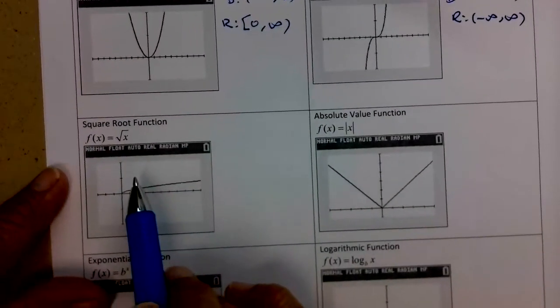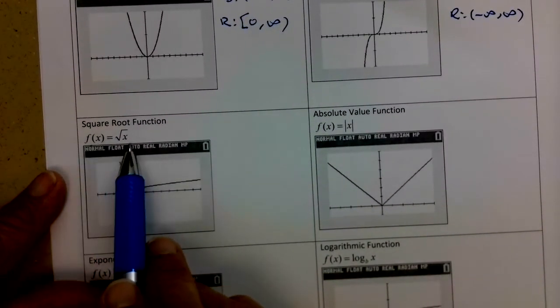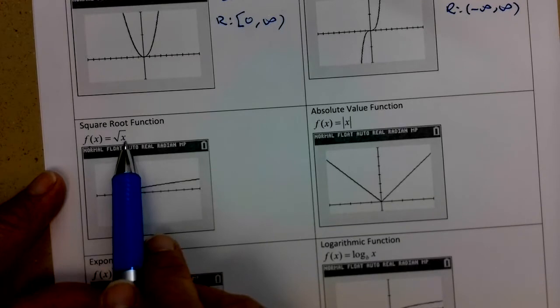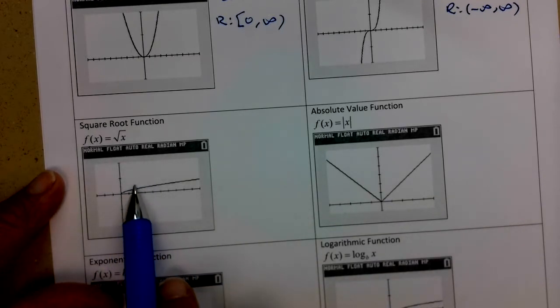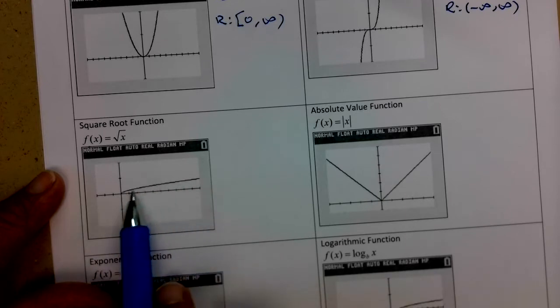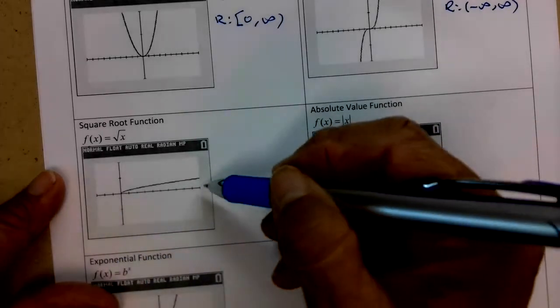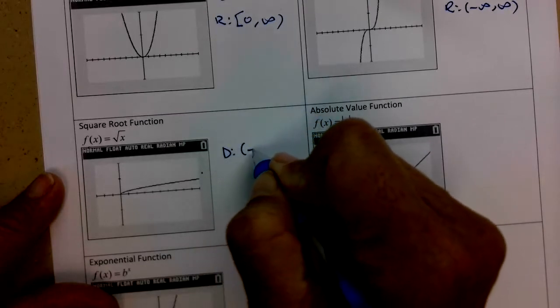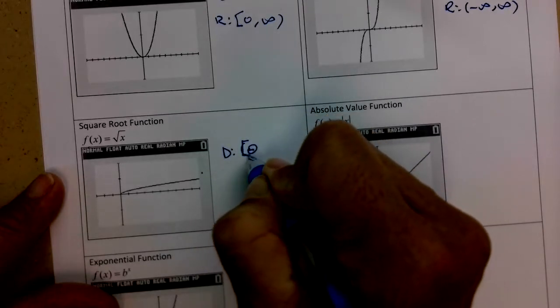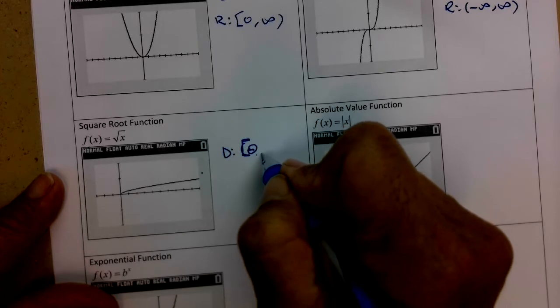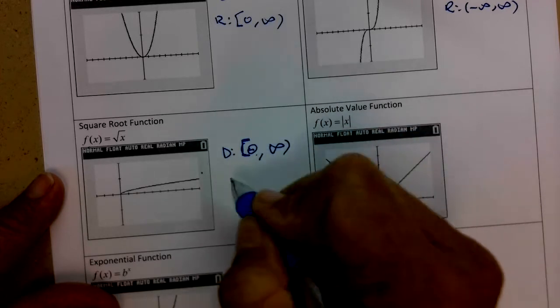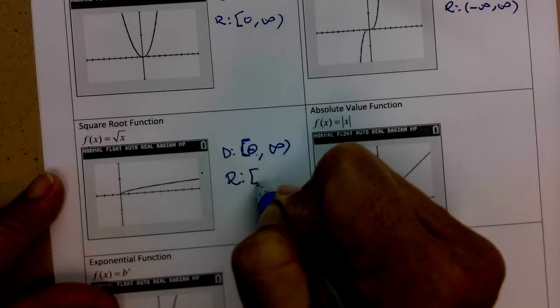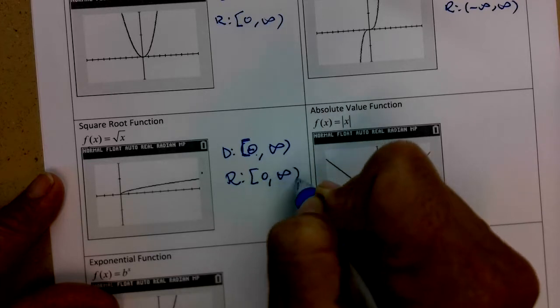We have the square root function. So if f of x equals the square root of x, remember we only take the square root of positive numbers. So that's why the graph only lives over here in quadrant 1. We can only have positive x values and we only get out positive y values. So the domain is just the positive ones. So a square bracket, because we can do 0 and we go to infinity. And the range also starts at 0 and goes to infinity.